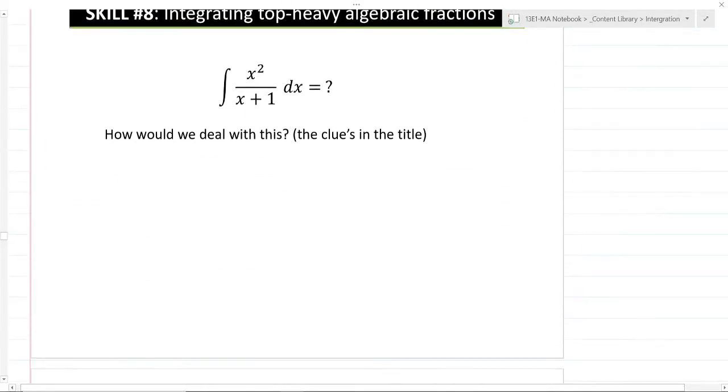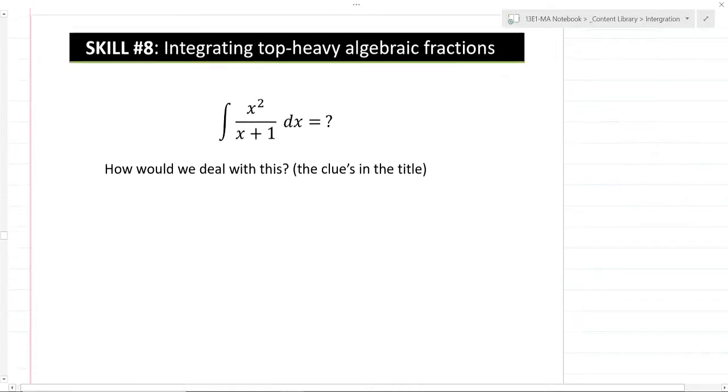Okay, this next one. Integrating a top-heavy fraction. We did this at the start of year 13. How do we deal with top-heavy fractions? Go on. Yes, yeah. That's exactly it. So you're going to have your divides, but how am I doing that? What method am I using? Yeah, the long division method. So I'm going to be using the long division method for this.